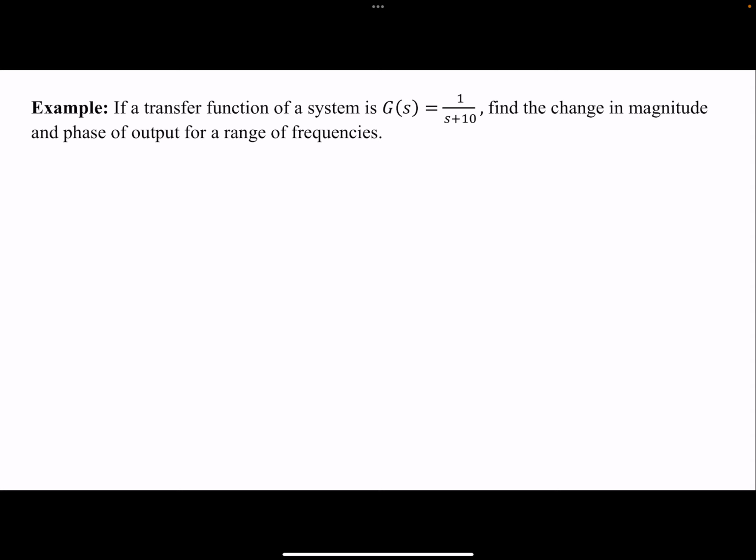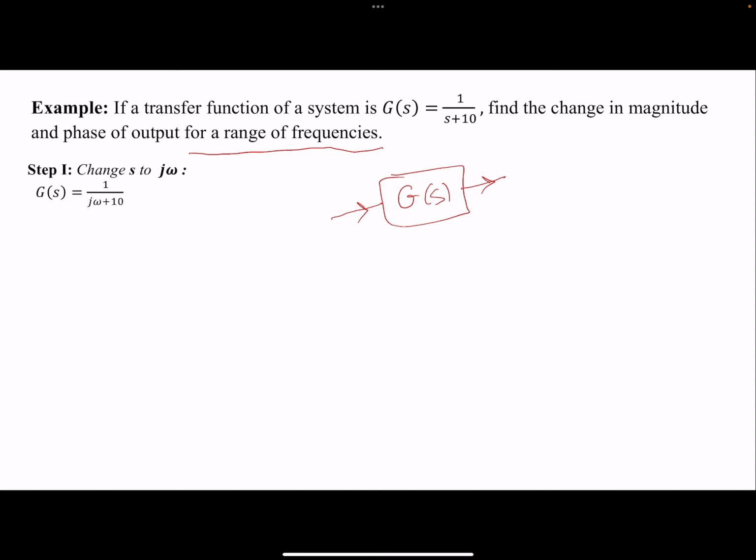Let's look at an example to better understand it. Let's say we have a transfer function, this G(s) here, and we want to find how the output is changing with respect to the input. The problem wants us to find it for a range of frequencies, not a specific frequency. So we're going to solve it symbolically as a function of omega and then replace omega with a range of values. So the first step is to change s to j omega.